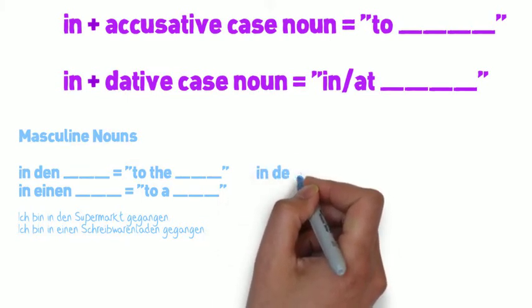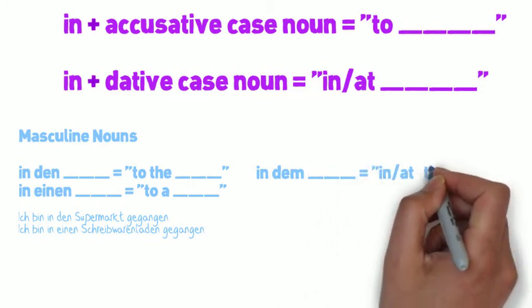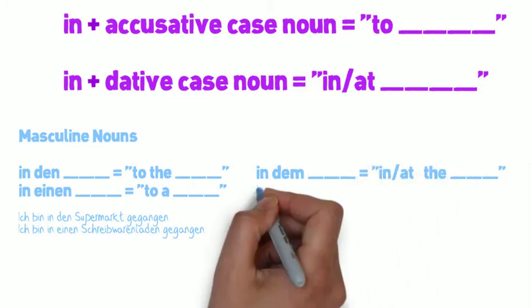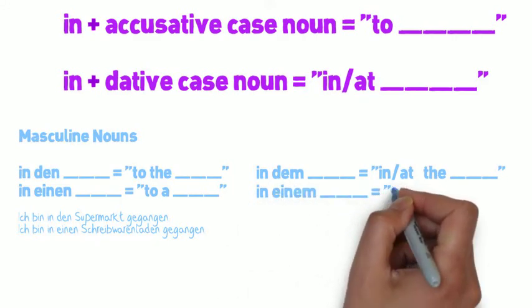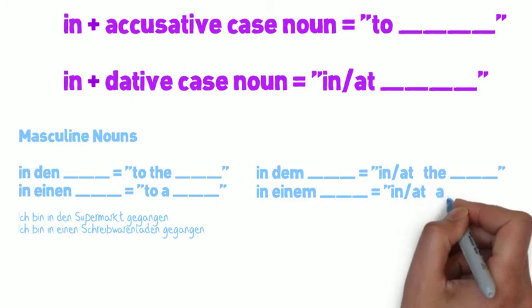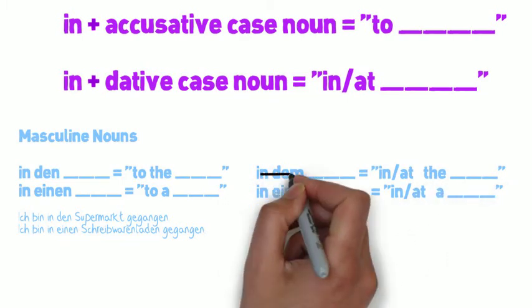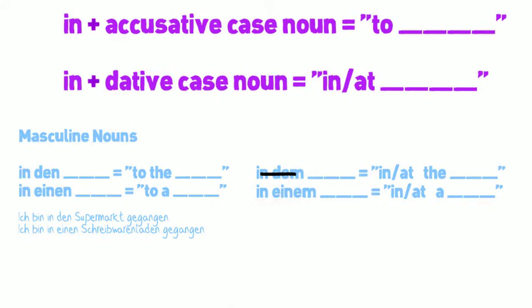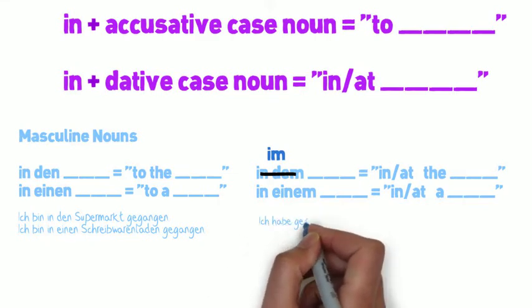However, when we use in with the dative case, it will change its meaning and become in or at. The dative case options for masculine nouns are in dem and in einem. However, in dem contracts to im. So here's how this might sound when using in the dative case.